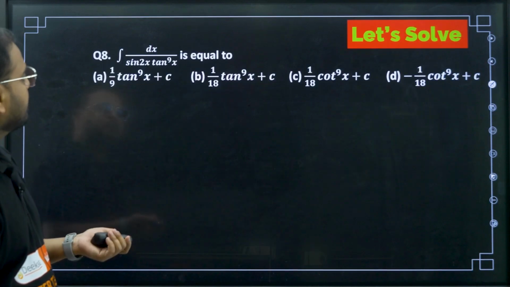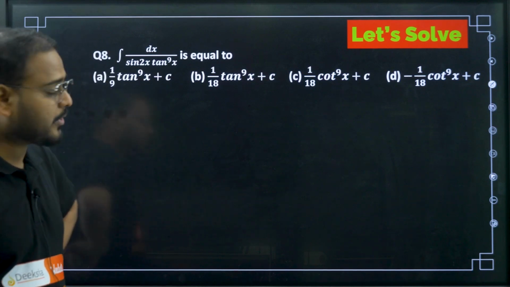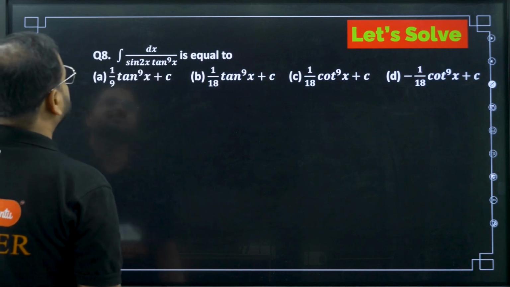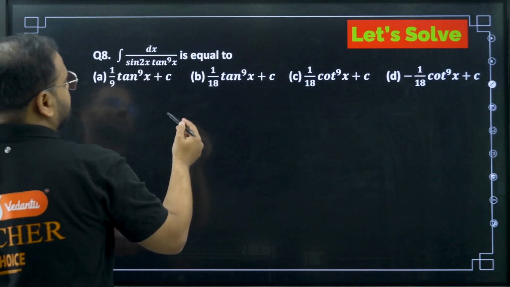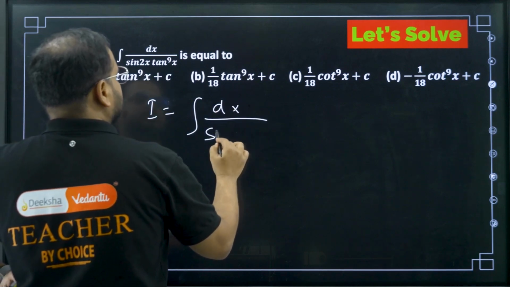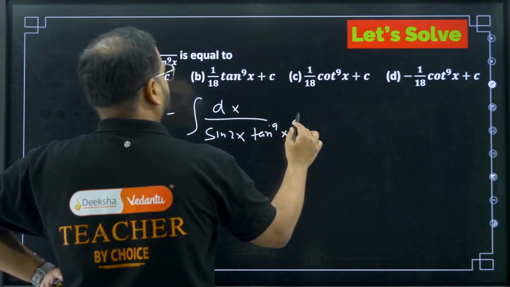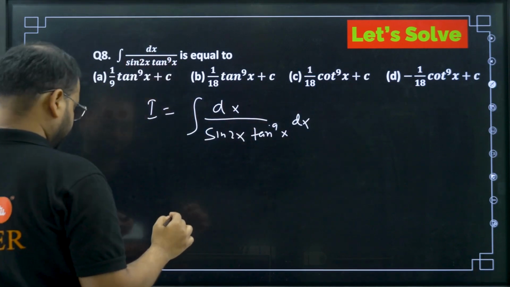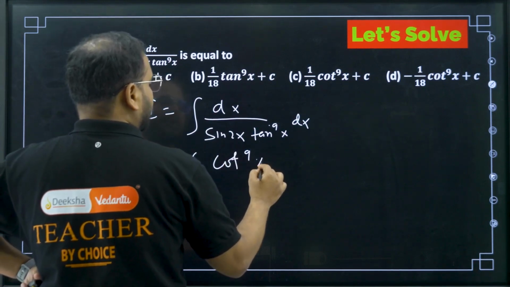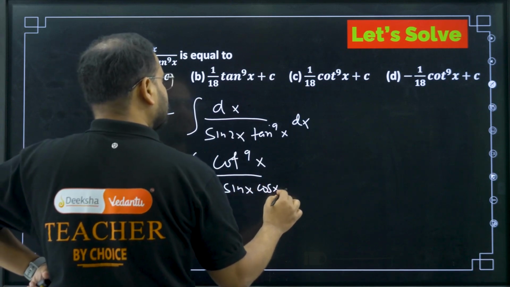Moving on. Question number 8: integral of dx upon sine 2x tan power 9x. How will I solve this? Let me take it like this. I equals integration of dx upon sine 2x tan power 9x. Take tan to the numerator, and I get dx as cot 9x. And what is sine 2x? It is 2 sine x cos x dx.